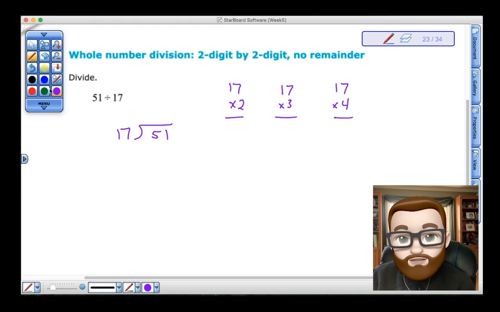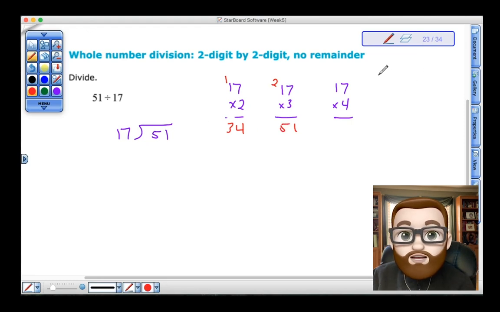And then start with 17 times 2. So 7 times 2 is 14. Carry the 1. And I end up with 2 times 1 is 2, plus 1 is 3. And I wanted to do this in red. There we go, looks a little bit better. Put my 1 up there. So 7 times 3 is 21. Carry the 2. 3 times 1 is 3, plus 2 is 5, so 51, and that's the number I'm looking for. So I don't need to go any further with my 17 times 4. So 17 goes into 51, as we said, 3 times.